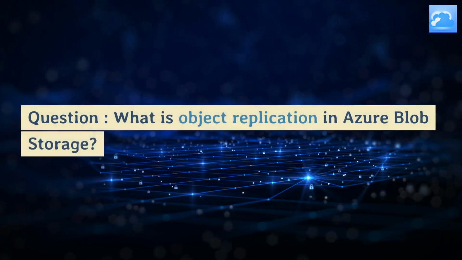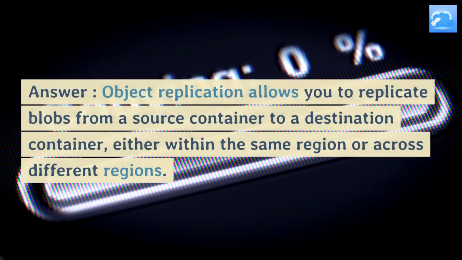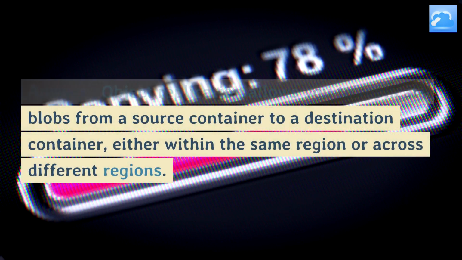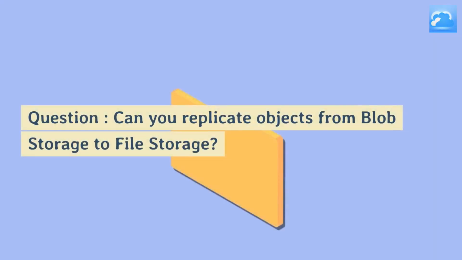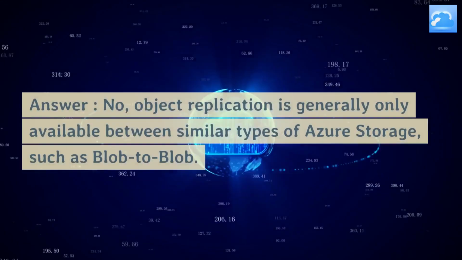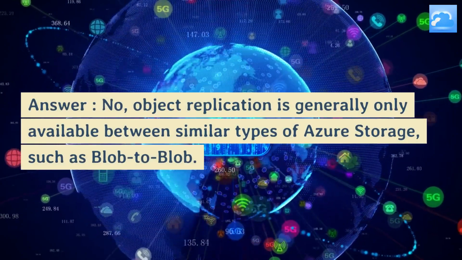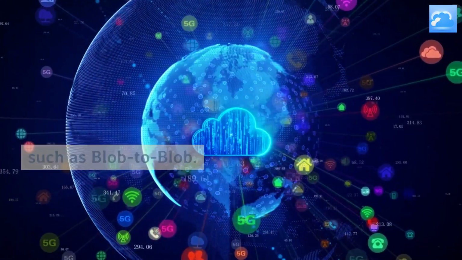Question: what is object replication in Azure Blob Storage? Answer: object replication allows you to replicate blobs from a source container to a destination container, either within the same region or across different regions. Question: can you replicate objects from blob storage to file storage? Answer: No. Object replication is generally only available between similar types of Azure storage, such as blob to blob.